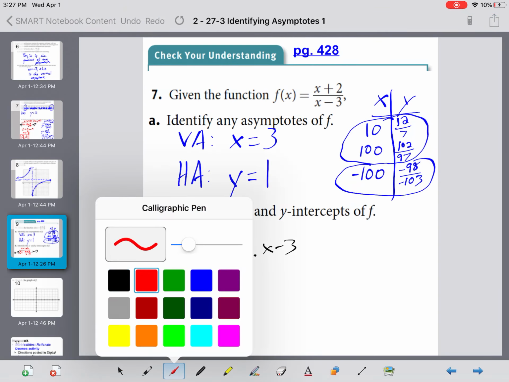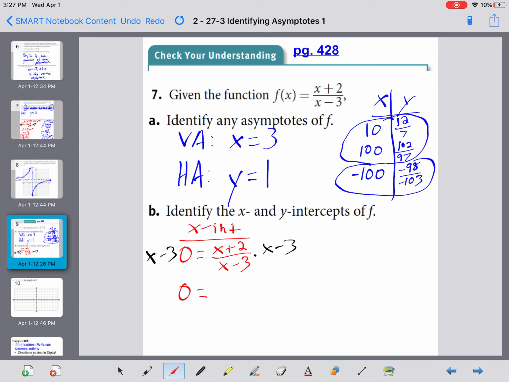On the left side I get 0. On the right side, those x minus 3's reduce, and I get x plus 2. So my x-intercept is at negative 2. Write it as a point, negative 2 comma 0.